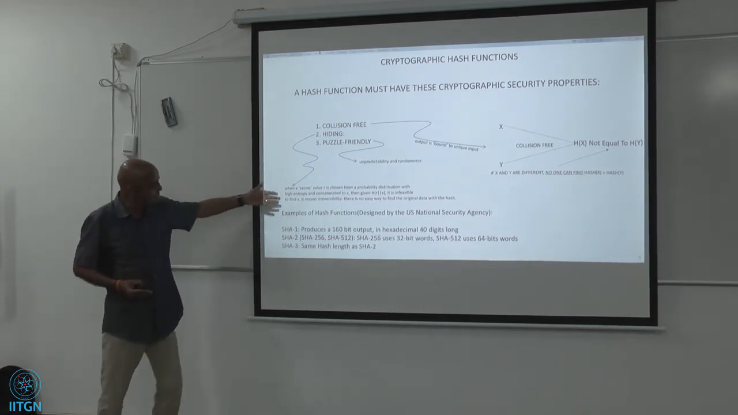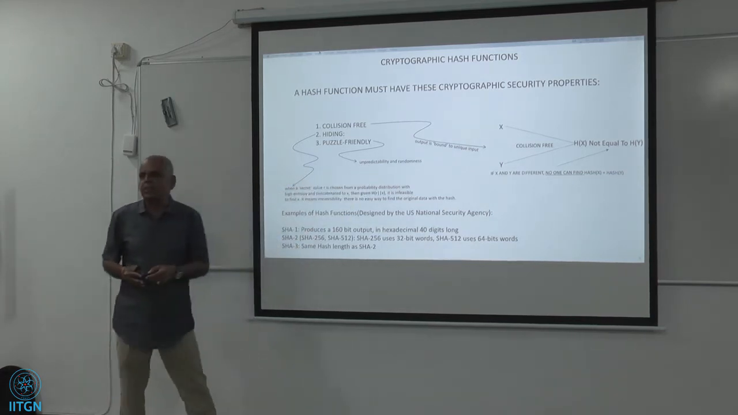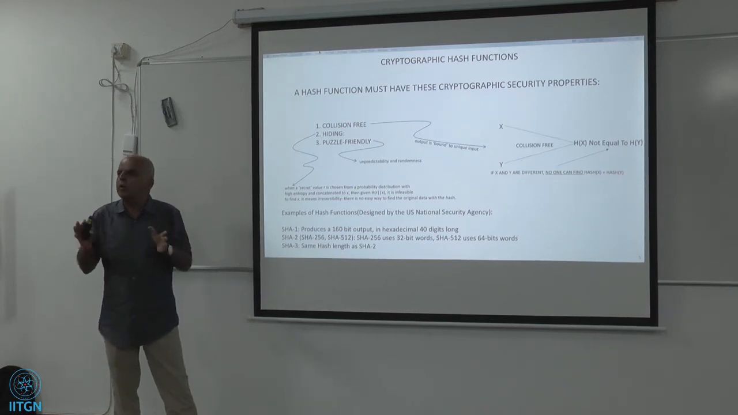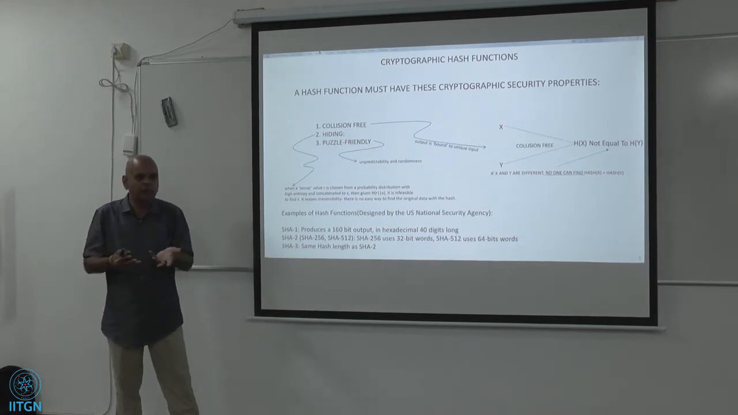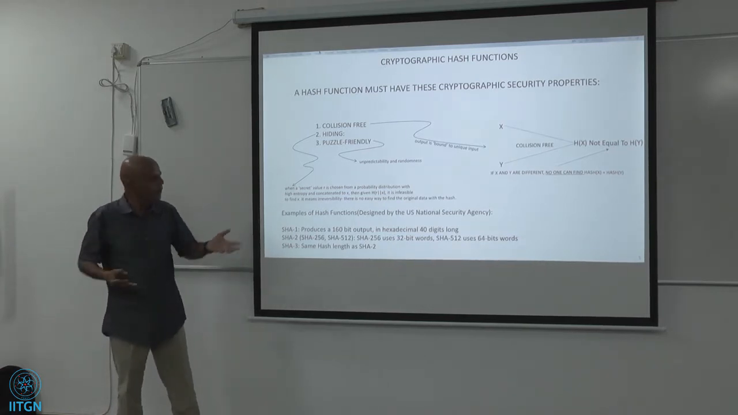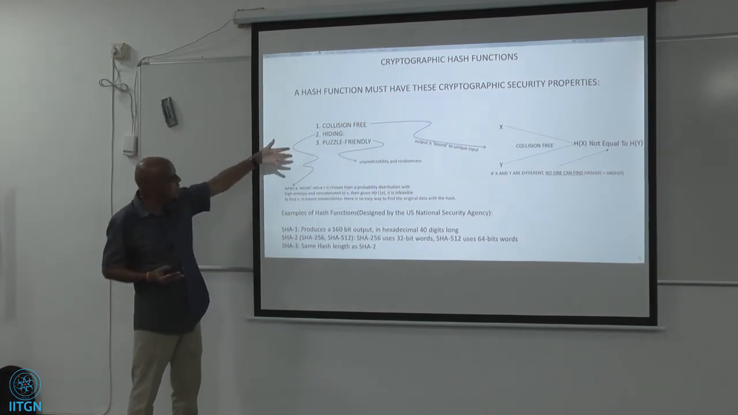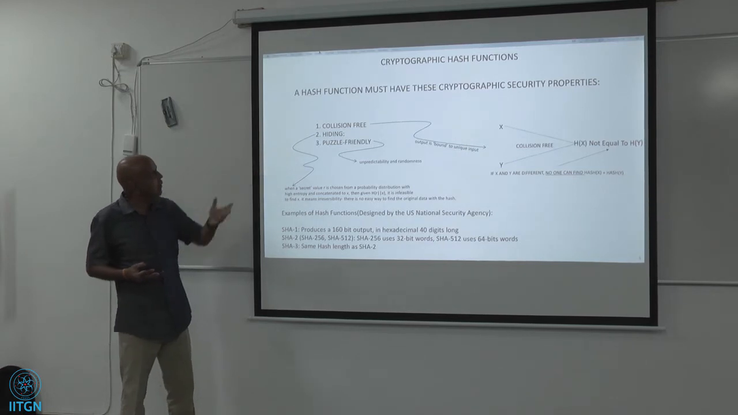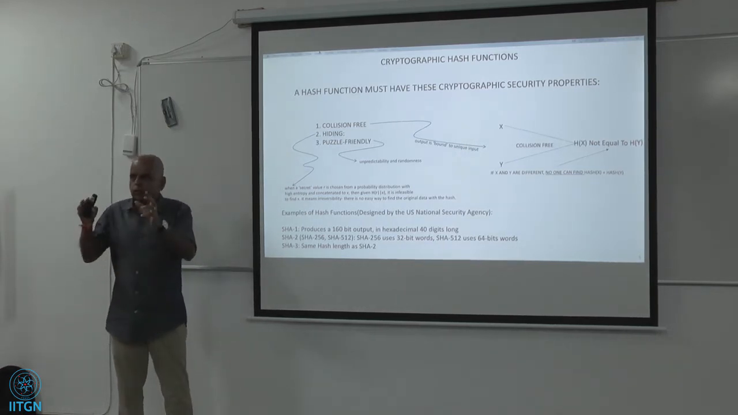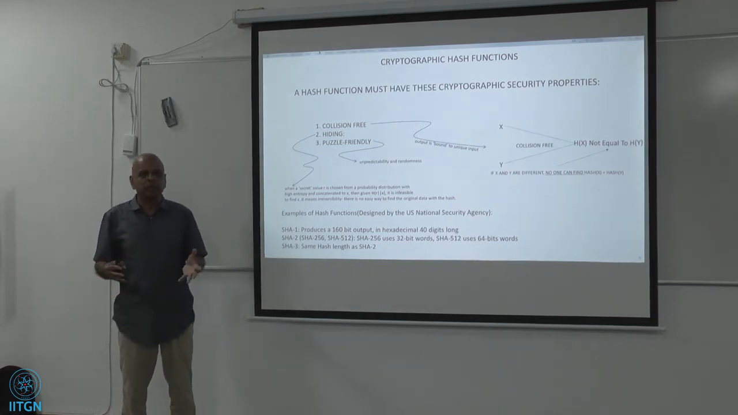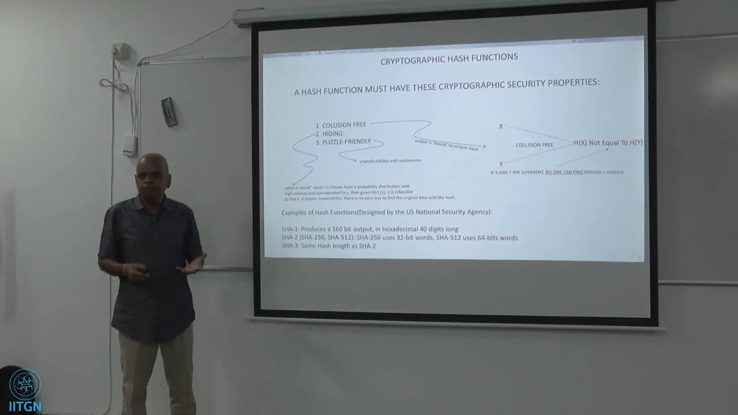So you can see the puzzle depends on unpredictability and randomness. Like any puzzle, all puzzles depend upon unpredictability and randomness. Otherwise, it's not a puzzle, right? You know it, right? So that's what it is. There are three qualities, or three criteria, or three features of a hash function to be usable in the blockchain platform or model. So I'm going to go to the next slide and see if it is clear to all of you.